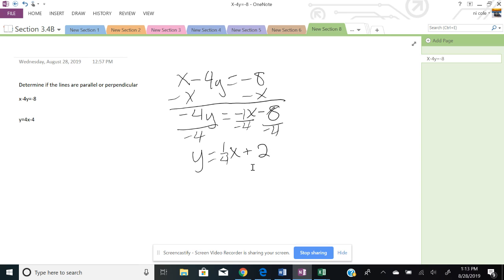All right, so that's the first part. So this m is equal to 1/4. What is the second equation's m? Well, luckily for us, it's set up. It is 4. Well, they are reciprocals, but they're not negative reciprocals, so that doesn't make them perpendicular.